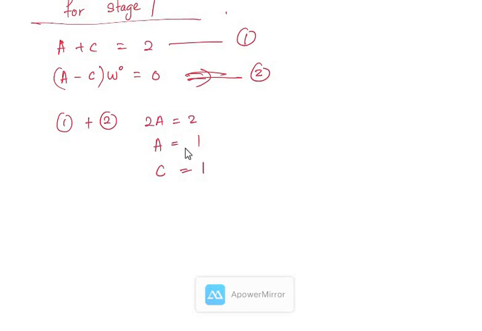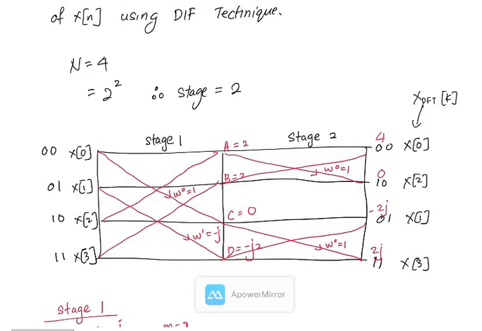So now the value A equals 1 and C also equals 1. Now I transfer back to the diagram. A equals 1, C also equals 1. Okay, next question is I pair with x1, pair with x3.